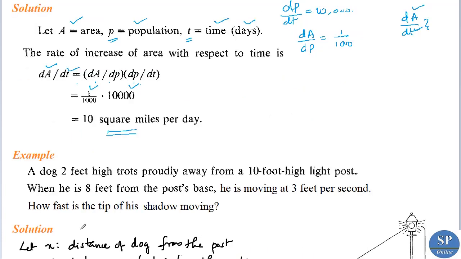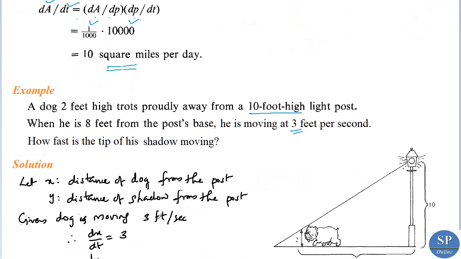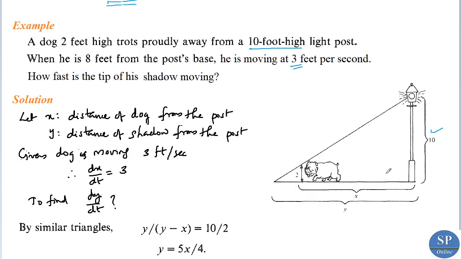Next example: a dog 2 feet high trots proudly away from a 10-foot high light post. When he is 8 feet from the post base, he is moving at 3 feet per second. At a speed of 3 feet per second, how fast is the tip of the shadow moving? Here we are given a light post which is 10 feet in height. Now a dog is moving away from this post in this direction. When he is 8 feet from this post base, he is moving at a rate of 3 feet per second.